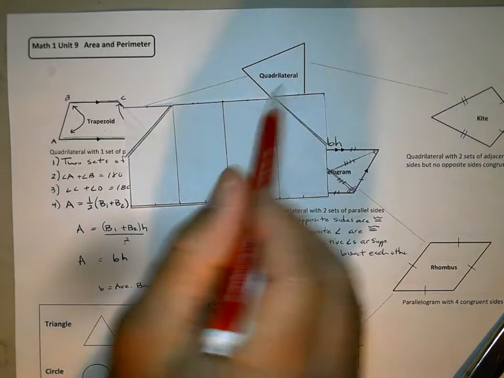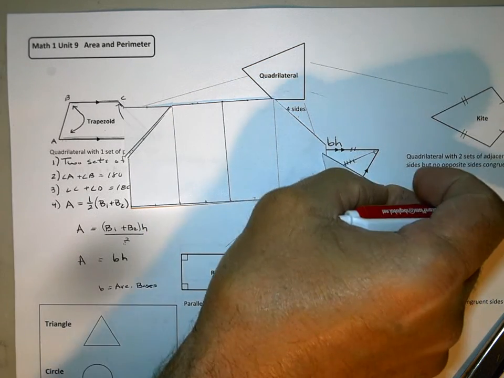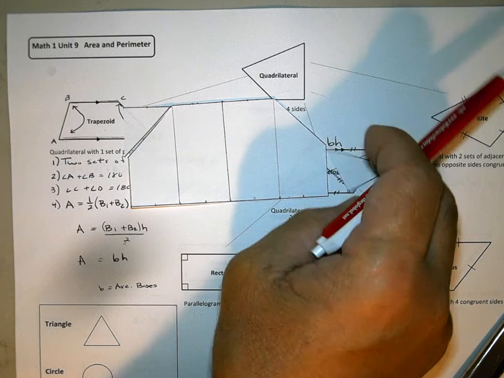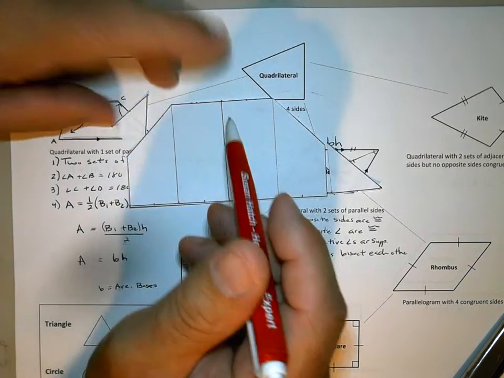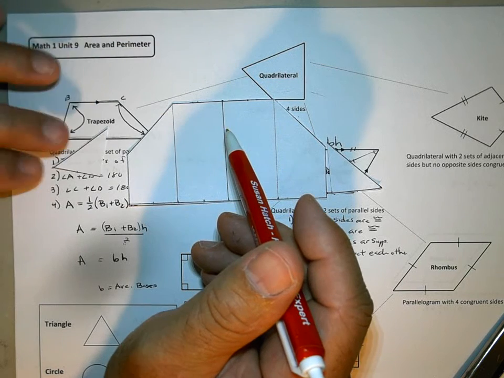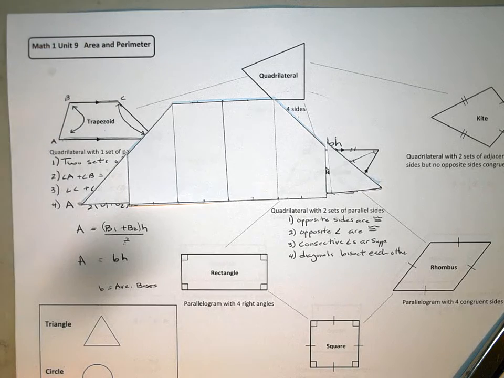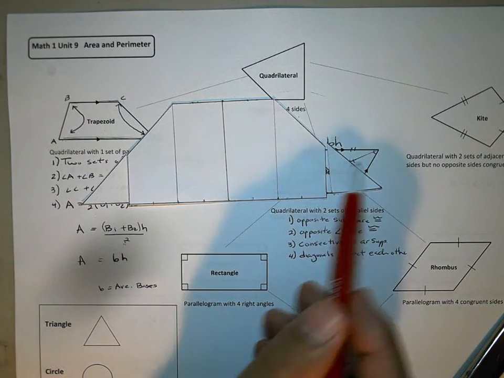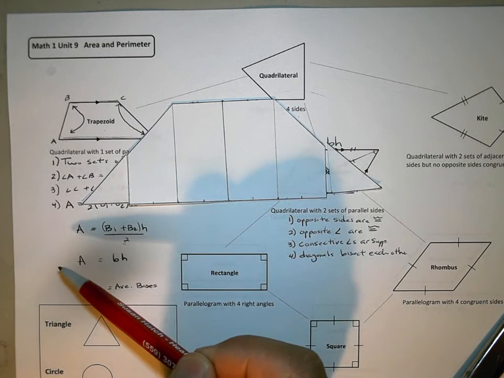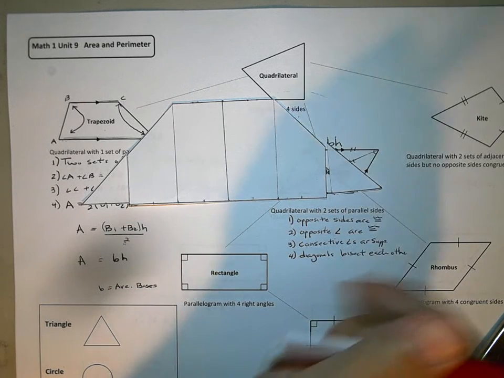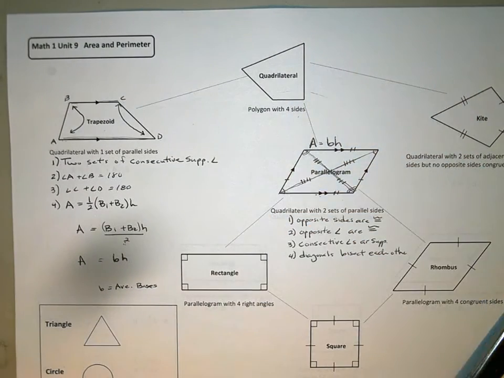And we can take this guy and we can put him back there. And we can take this guy and put him back over here. And we have our trapezoid again. And that's why we're able to average the two bases. 2 plus 6 is 8. 8 divided by 2 is 4, because we can turn any trapezoid into a rectangle.